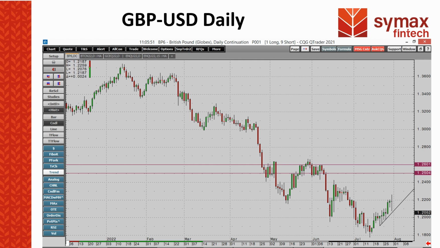I just can't get bullish for the pound or the euro at the moment, really, just because of what's going on in Russia with energy prices and such like.